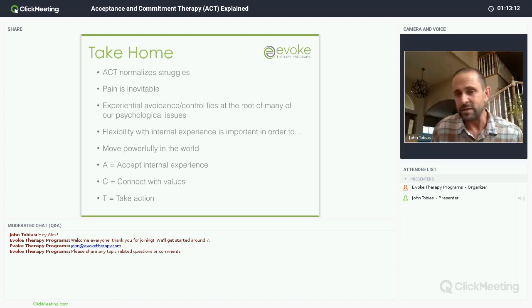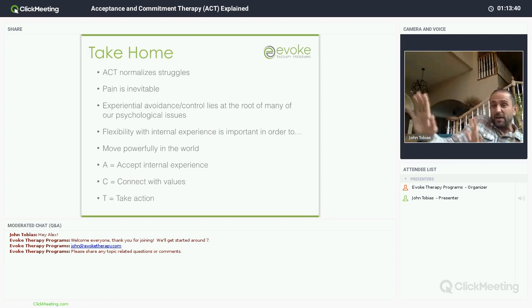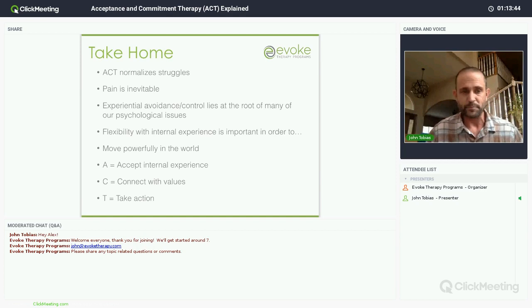Another takeaway: pain is inevitable. So, I again don't subscribe to the idea of I have to make my pain go away before I can live my life. Good luck with that one. If you know a way to do that, that's healthy, let me know. This idea that experiential avoidance or control, that avoidance or control agenda, lies at the root of many of our psychological issues, and it's that I have to get rid of, or I have to push away, difficult thoughts and feelings.